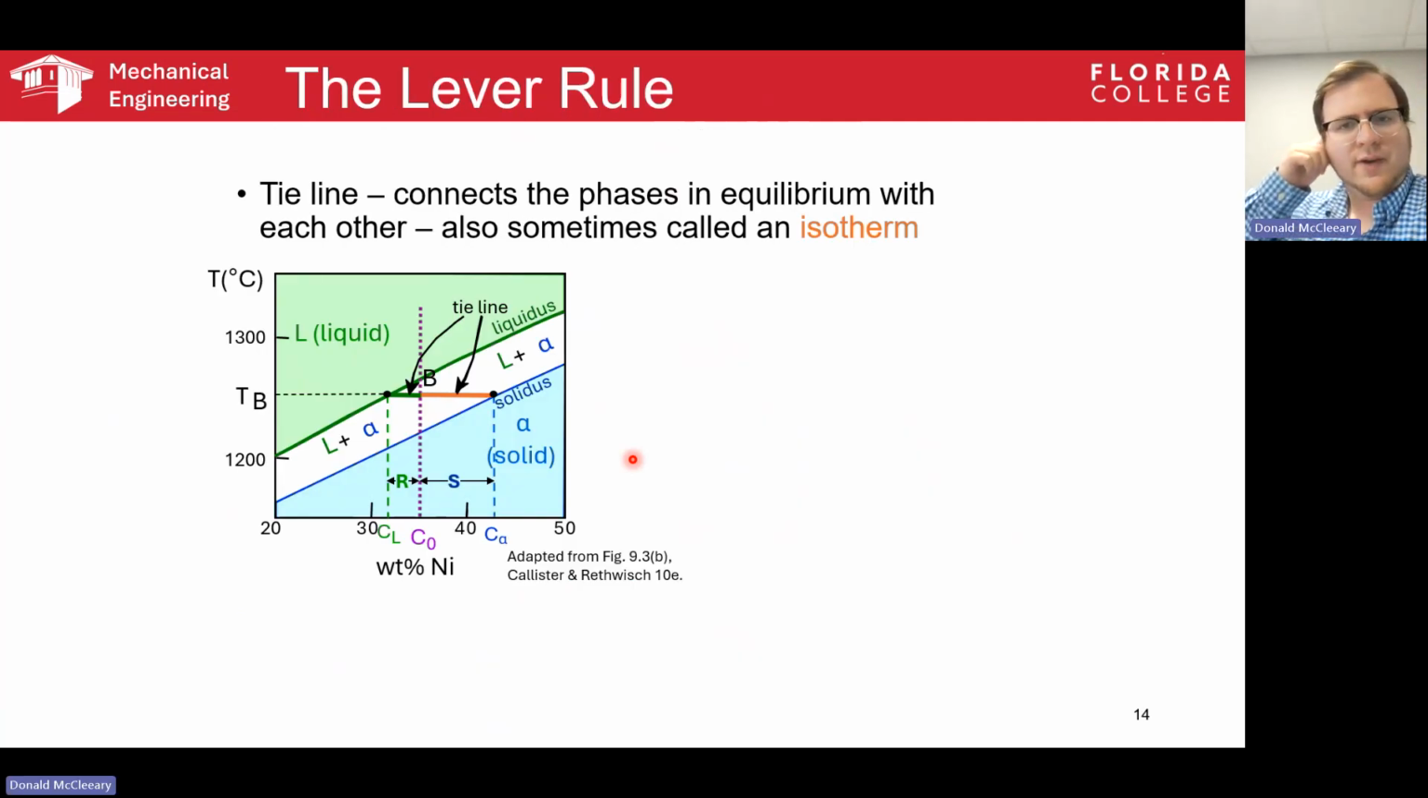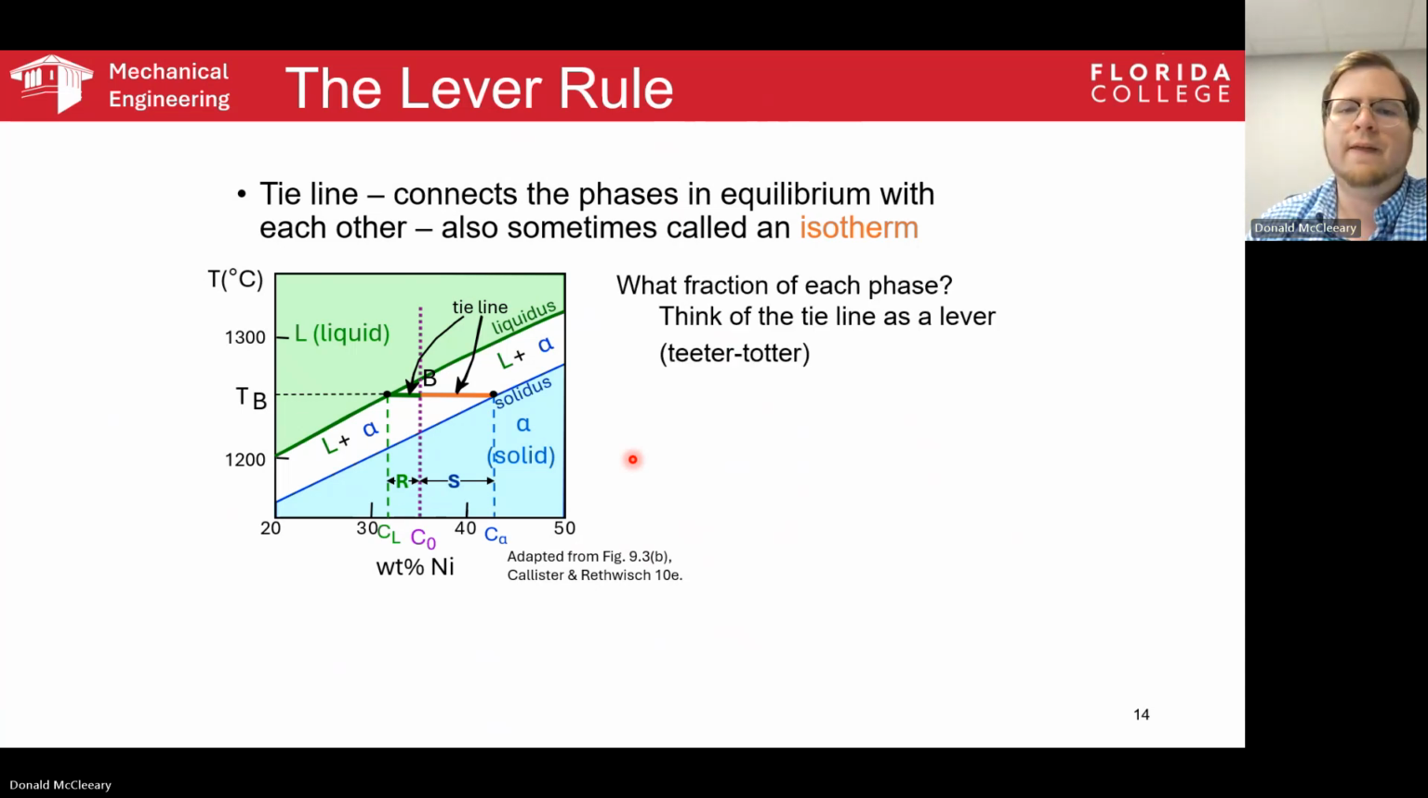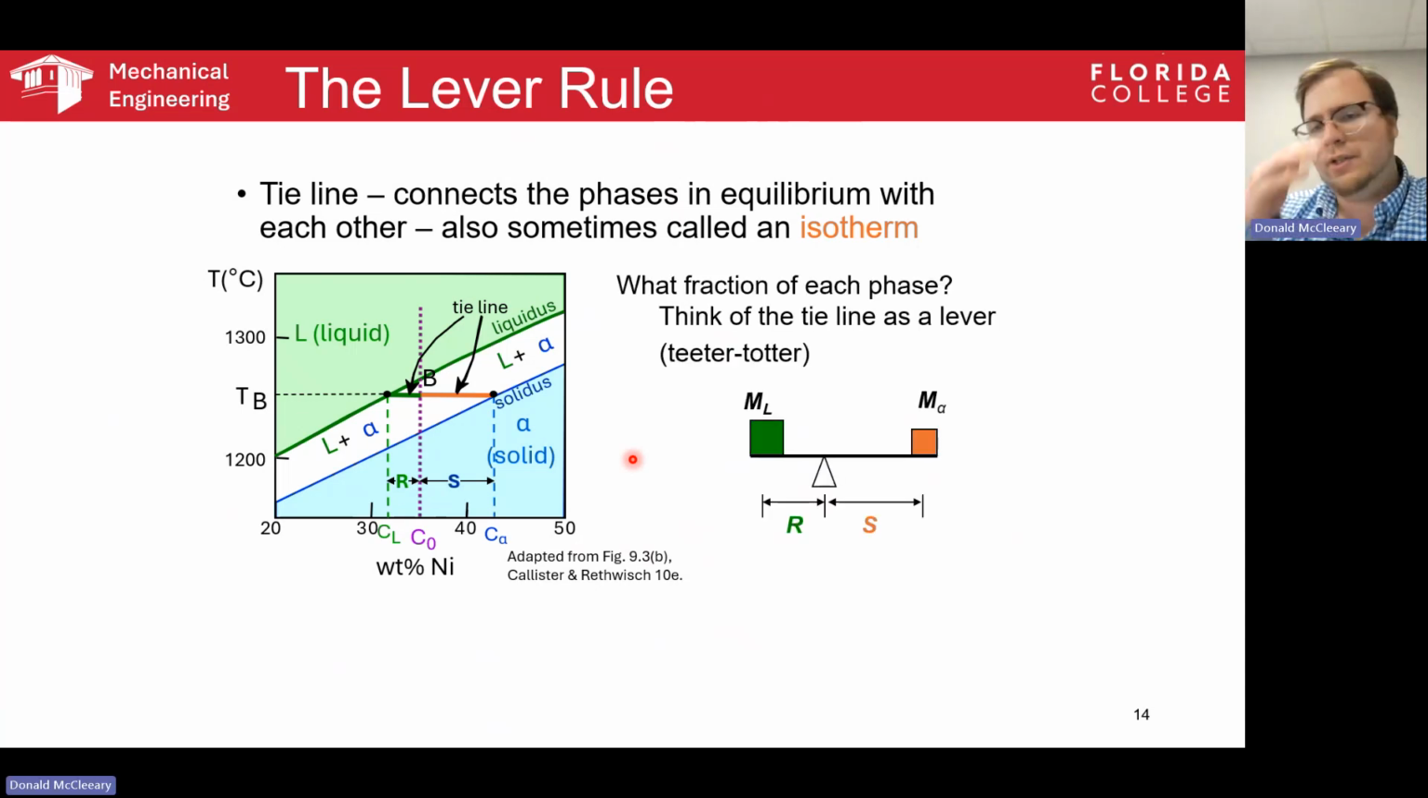So your tie line connects the phases in equilibrium with each other. This is also sometimes called an isotherm. And what is the fraction of each phase? So we're going to use the lever rule here. You'll remember from statics that if you have a mass sitting at a distance away from a fulcrum, then force times distance equals your moment, right? You're generating a moment around this.